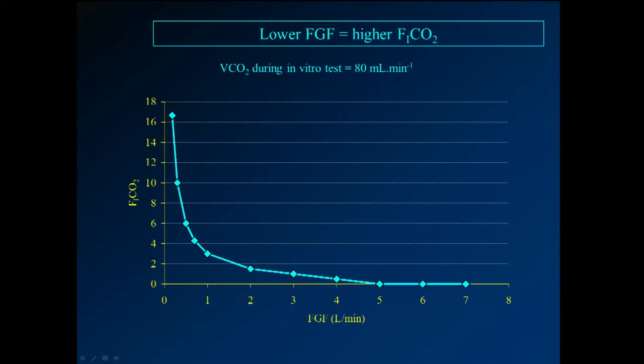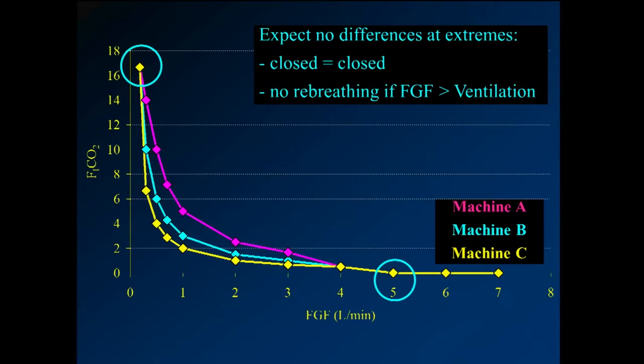And the idea was, of course, since there's no absorbent present, we know that as our fresh gas flow is lowered, there will be more and more rebreathing. So the FiCO2, the CO2 concentration in the inspiratory limb, will rise. The lower the fresh gas flow, the higher the FiCO2 if you have no absorber in the system. And we thought, well, because different anesthesia machines have different rebreathing characteristics, this relationship might differ. If the fresh gas flow is 5 liters per minute, and we're ventilating with 5 liters per minute, there will be no difference between the machines because there is no rebreathing.